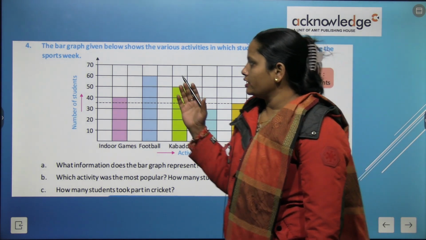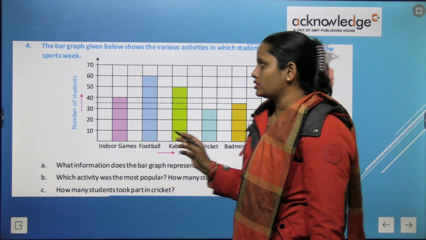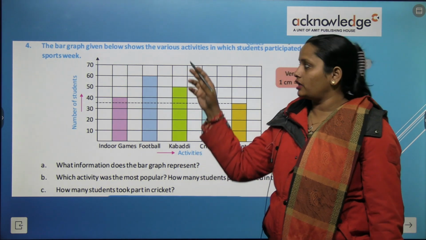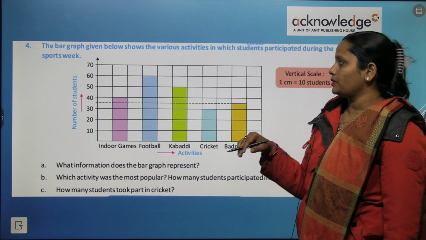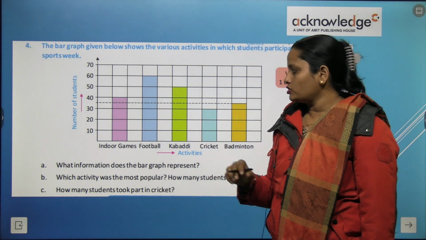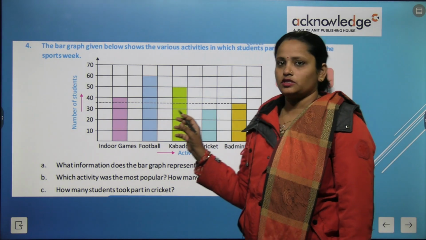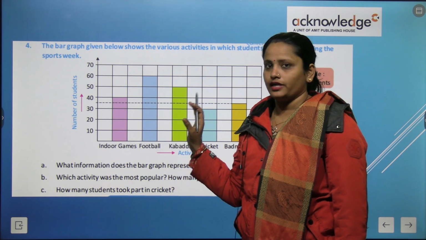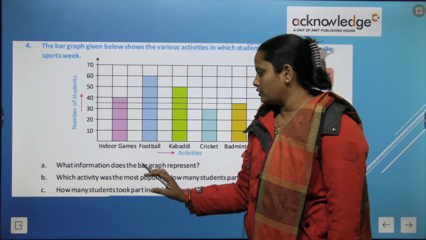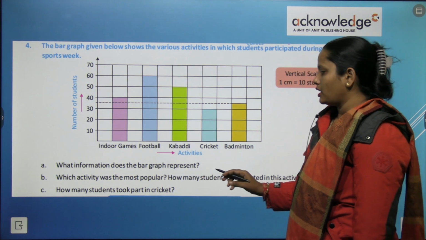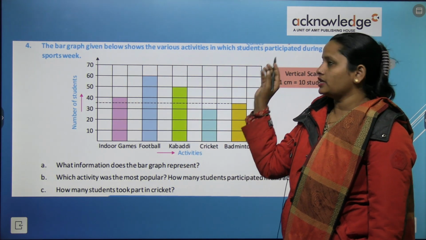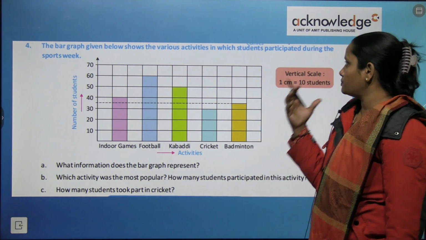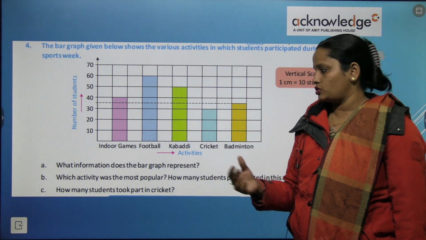Similarly, children, you have to read this bar graph and then answer the questions that are given here. This bar graph shows the various activities in which students participate during the sports week. Sports week में children ने किन-किन activities में participate किया है? This bar graph is related to that. You have to answer the given questions. What information does a bar graph represent? So you have to write this. It tells us how many students participated during the sports week.